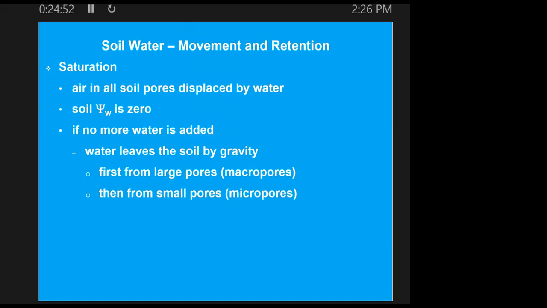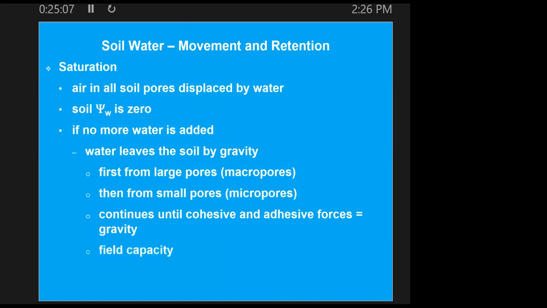because the water likes to cling to the soil. And so you keep having this happening until you have the cohesion and adhesion forces equaling out to the gravity force, and then the water stays put. And that's what they call field capacity. Okay, field capacity. So basically, it's after the water has stopped draining, then you're at field capacity.